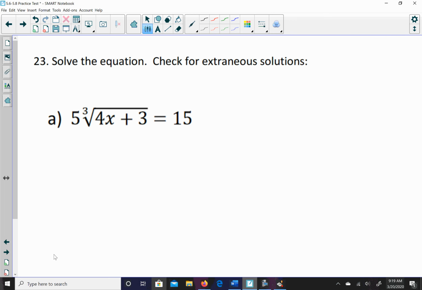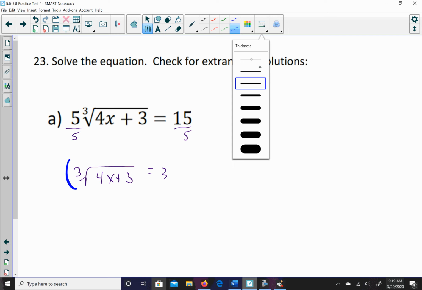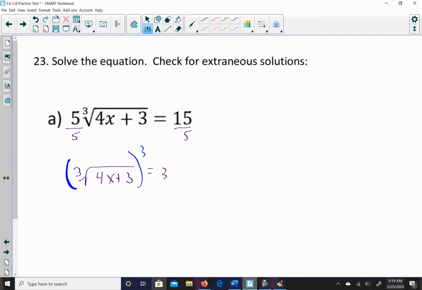Okay, the last one, solve the equation. You're going to look for any extraneous solutions, which means that there are solutions that you come up with that don't work. In order to take care of this radical, I have to have it on one side by itself. So I need to get rid of this 5. So I'm going to divide both sides by 5. When I do that, I end up with the cubed root of 4x plus 3 is equal to 3. Now to get rid of this cube root, I'm going to raise both sides to the 3rd power. So I'm going to raise that side to the 3rd power, this side to the 3rd power.